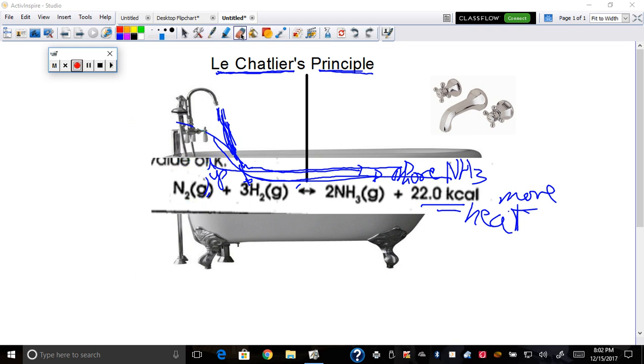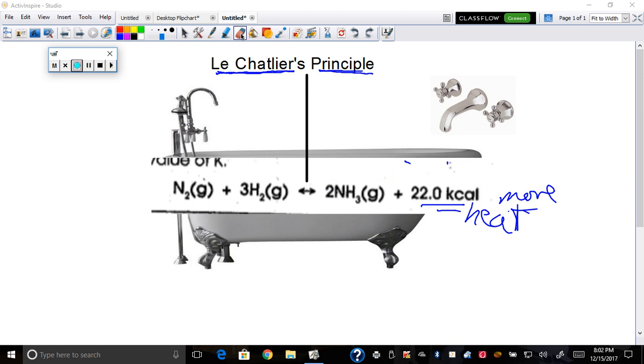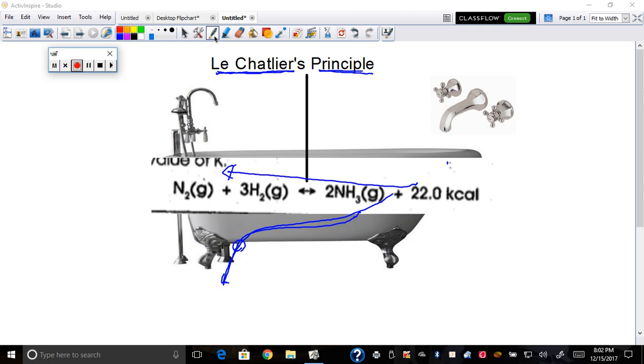Okay? Now, we talked about a plug. If we pull a plug, then the opposite will happen. What will happen? If we pull this plug down here, the water in the bathtub will begin to drain out. Everything from this side will begin to head towards the drain. So everything will shift in this direction. What will happen is the NH3 will get used up. It will decompose. Whoops, decompose. And then you will get more N2 and more H2.